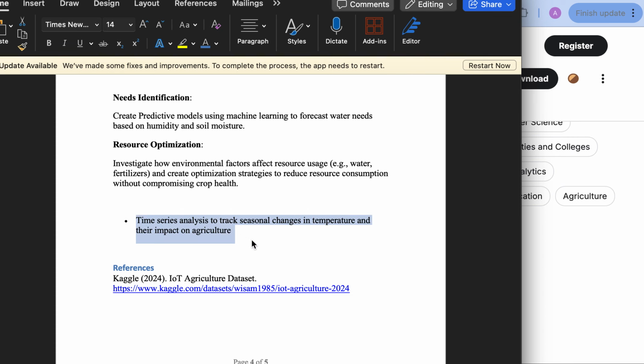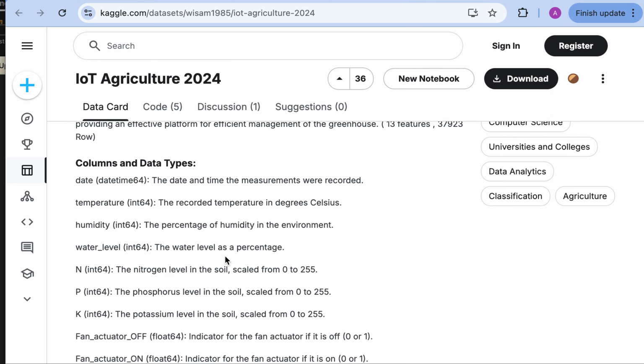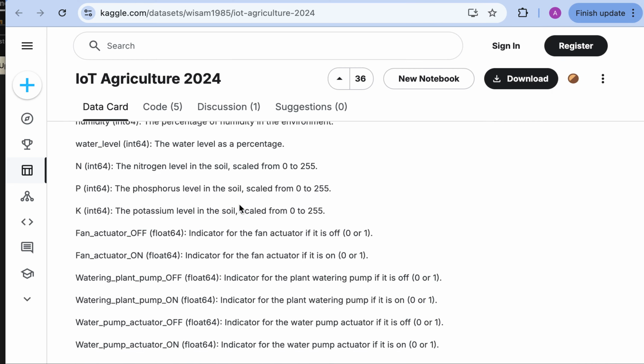Here's an extra. We can use time series analysis to track seasonal changes in temperature and their impact on agriculture, since we have time by time data, as we're going to see here.